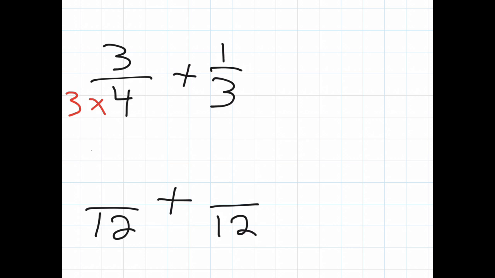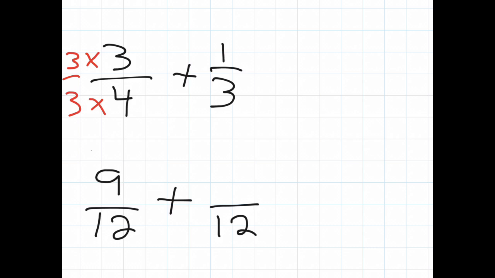And whatever we multiply the denominator by, you have to multiply the numerator by. Because we're multiplying it by 3 over 3, 3 over 3 equals 1. We're not changing the value, we're just changing the number of pieces in the whole that we have. So 4 times 3 is 12, and then 3 times 3 is 9.